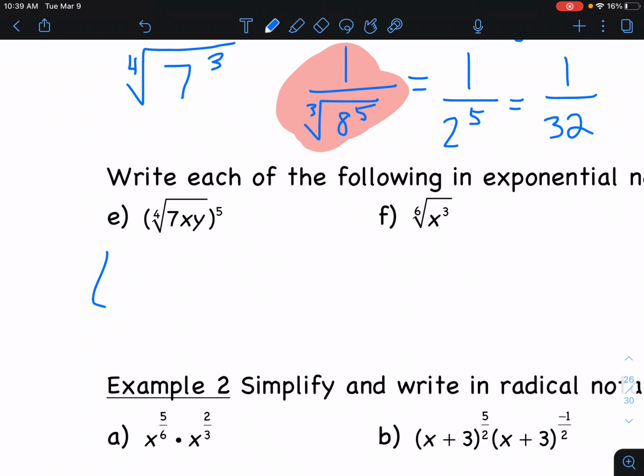Thinking ahead. We're going to have 7xy in parentheses because it's in the radical, the 7 and the x and the y. And then outside the parentheses, we'll put the exponent, 5/4. Letter F, x to the power of 3/6. But we are always looking to reduce. That is a fraction, after all, that can be reduced. That reduces to 1/2.